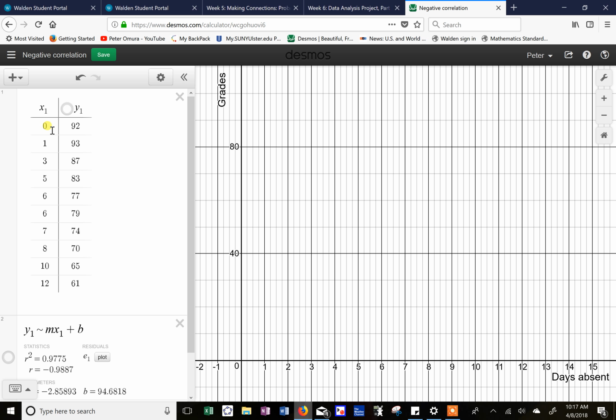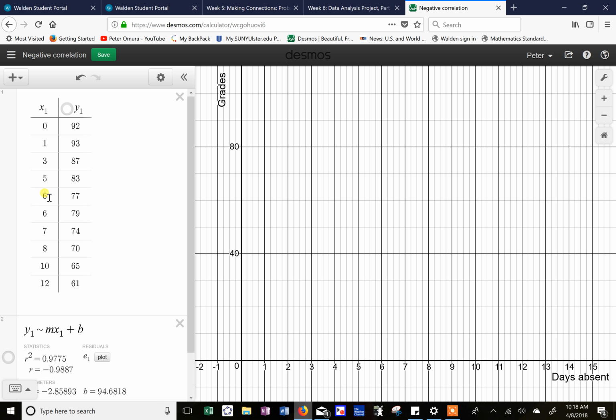What should we expect? Well, if somebody doesn't miss any school and they're in school all the time and they're paying attention, they get a 92. One person has 1 absence and they get a 93. Person has 3 absences, they're getting an 87. You can see that their grades do in fact usually go down. Somebody had 6 absences, they had 77. Somebody else had 6 absences and they had 79. And I think this is kind of important.